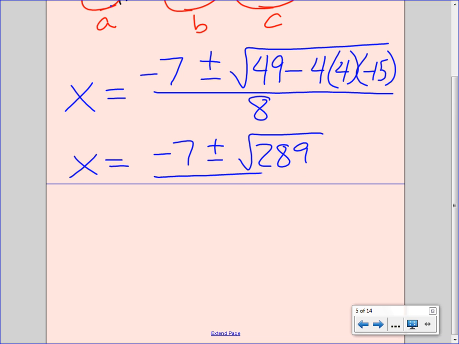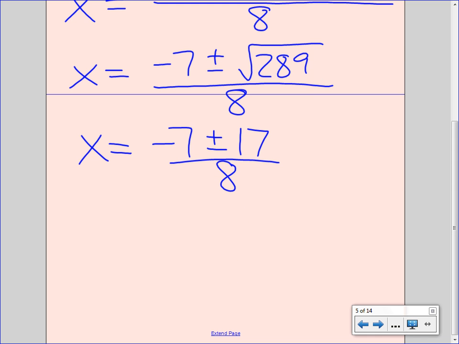Okay? And all that goes over the same number, 8, here. If we can take the square root of 289 nicely, we'll go ahead and do it. Otherwise, we're probably going to go straight to the answer at this point, 17. X is equal to negative 7 plus or minus 17 over 8. Fabulous. Now, just like we had with completing the square, there are two answers. There's the plus version and there's the minus version. Let's start with the plus version. We have negative 7 plus 17. What does that make? 10.